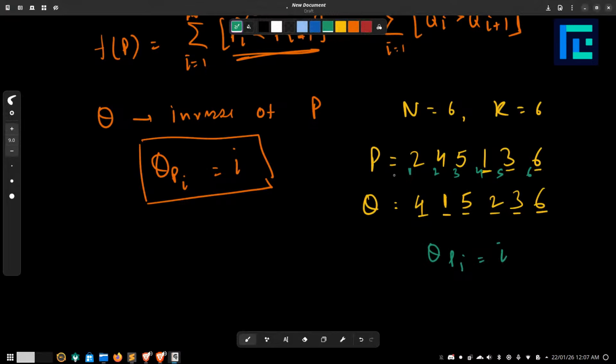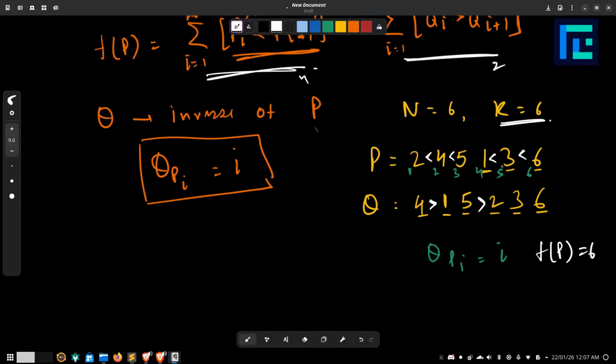Now let's count the value of f of p for this array. Since 2 is less than 4, we will get 1 point. 4 is less than 5, we'll get another point. 1 is less than 3, we'll get a point. And 3 is less than 6, we'll get a point. So that's 4 points from this summation. And then another point here, another point here. So 2 points from the other summation. Overall f of p is equal to 6, and since it is greater than or equal to k, we got the answer. So that was it for the test case.